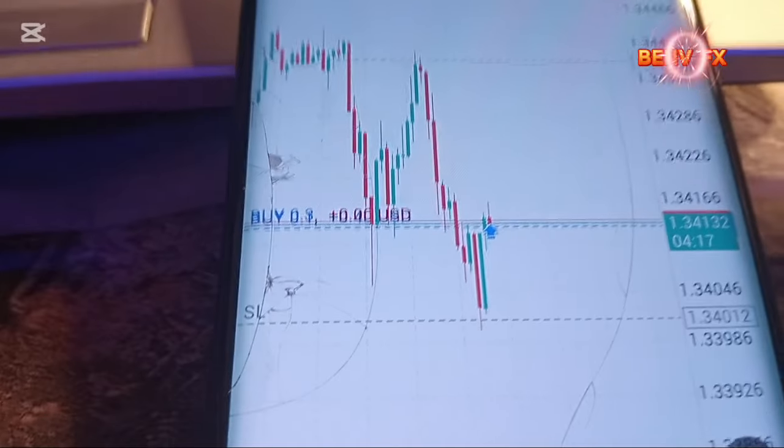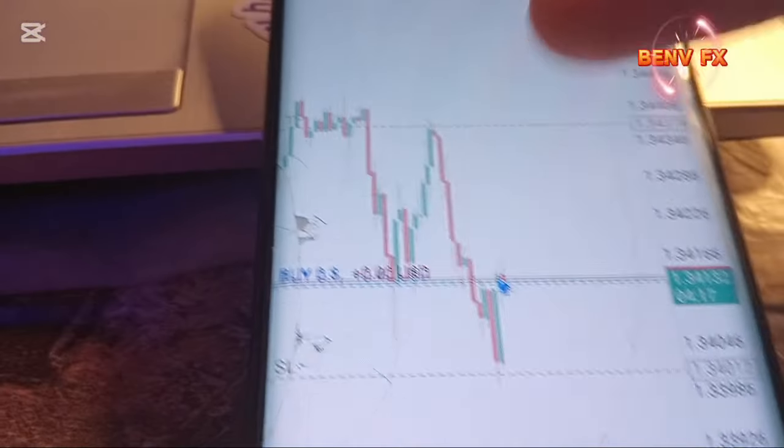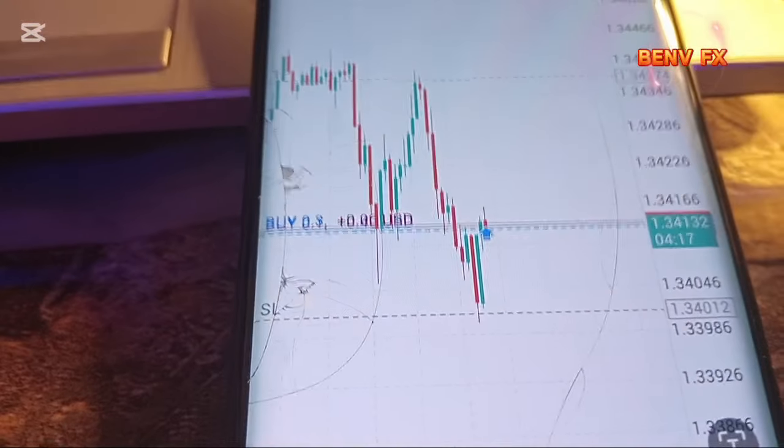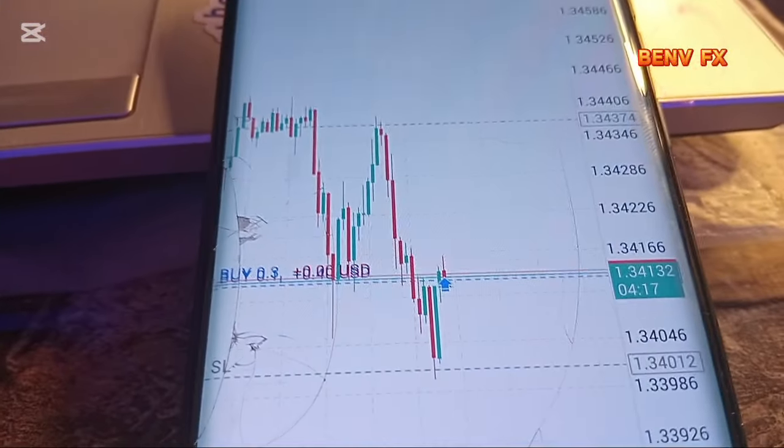So I put SL and take profit. Then I tell them to enter immediately. And this is when I update them on Telegram. Let me show you when I update them on Telegram, real quick.